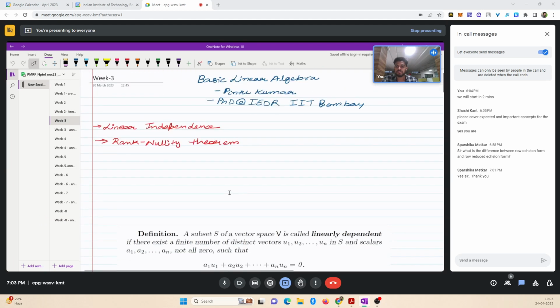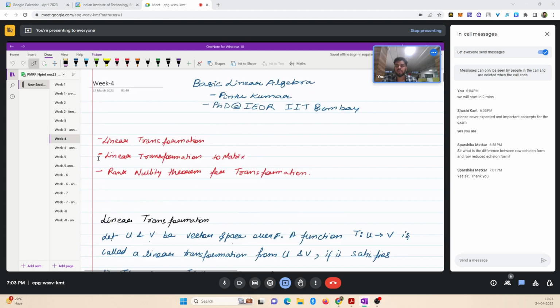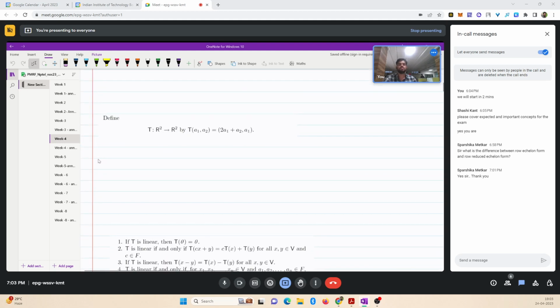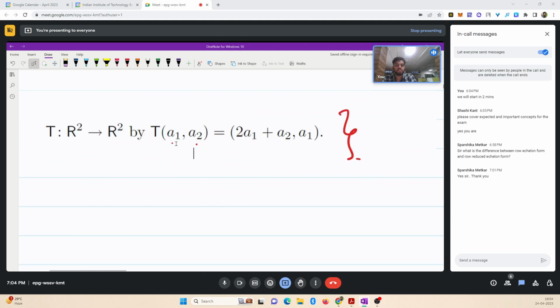Just a second, sorry. So here I have many examples. This is a simple example of a linear transformation. Can you please increase the font? Sure. So this is an example of a linear transformation where a1 and a2 go to 2a1 plus a2 and a1. You can easily verify this would satisfy both these properties.